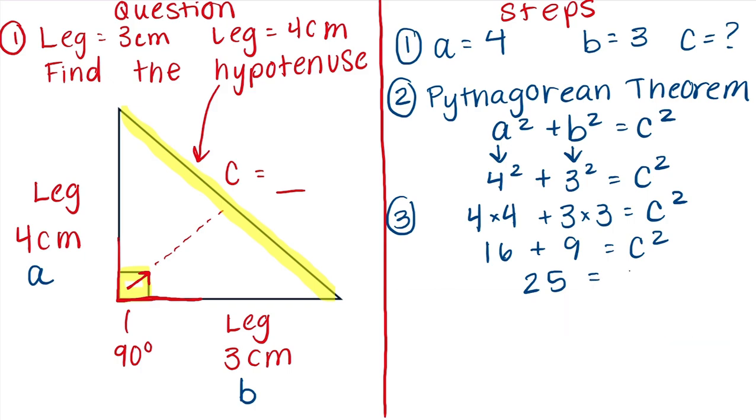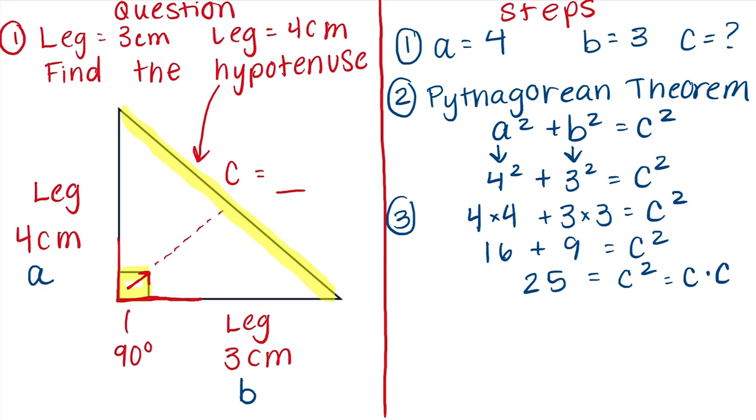So we're not done yet. That's C squared, which makes sense because 25 is far too long to connect these two sides that are only 4 centimeters and 3 centimeters. So remember that C squared means it's C times C. So I'm thinking about what number multiplied with itself could give me 25.